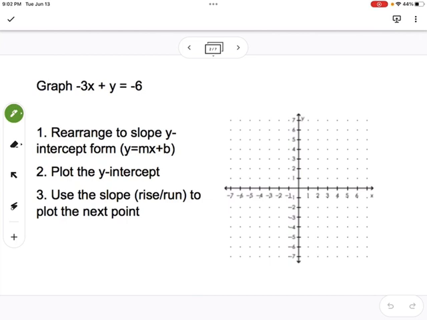And that means we're going to move the negative 3x to the other side, and it will become a plus. So we'll have y equals 3x minus 6. Okay, so from there, a reminder that m is slope and b is the y-intercept.